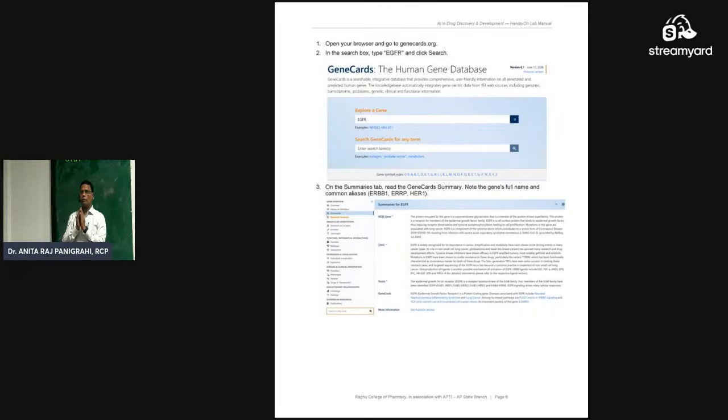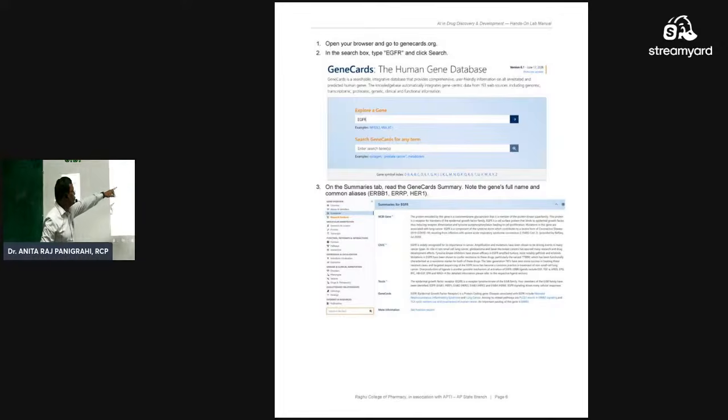In general, when we conduct these drug discovery workshops, for GeneCards itself we spend about 2 to 3 days. Usually the entire drug discovery course that we offer runs over more than 1 year, so this is a tiny piece. So when you go to the summaries tab, read the GeneCards summary. Exactly follow these steps: 1, 2, 3.